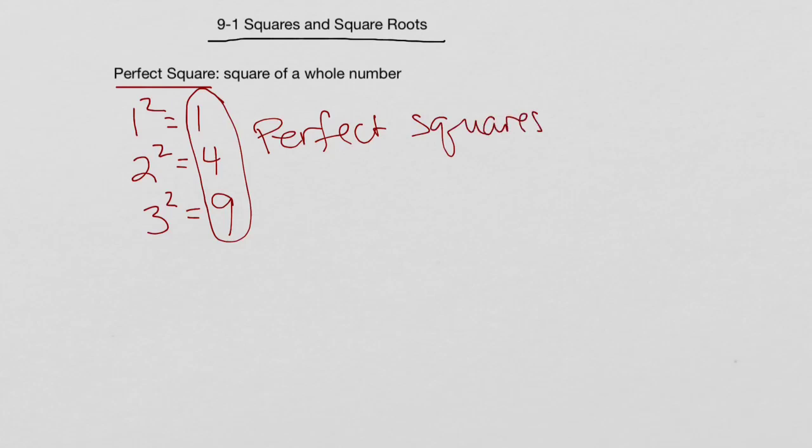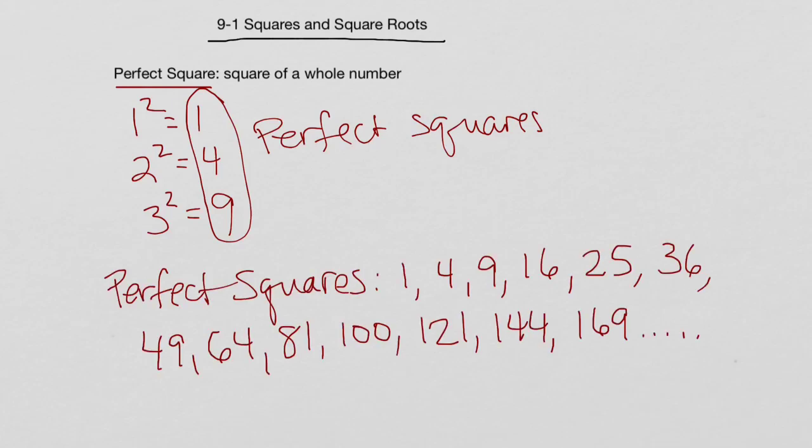Let's see if you can think of the first, let's say, 13 perfect squares. I've just drawn the first 3 for you. Why don't you pause the video and see if you can write on your paper the first 13 perfect squares, all the way up to 13 squared, and then turn the video back on and check. Okay, so here's a list of the first 13 perfect squares.